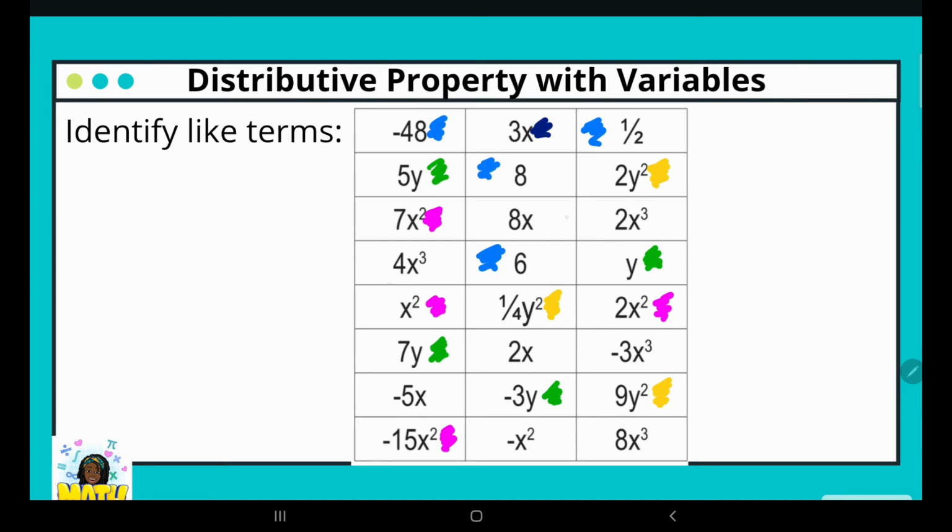Okay, 3x, 8x, -5x. I guess I'm having so much fun doing this that I don't want to stop. So 2x, I think I got those. I had missed the x squared here, so -x squared. Let's just go ahead and finish this up since I'm already so far into it. 4x to the third, 2x to the third, -3x to the third, 8x to the third. All right, so those are the like terms. So any boxes that contain the same color are considered like terms.